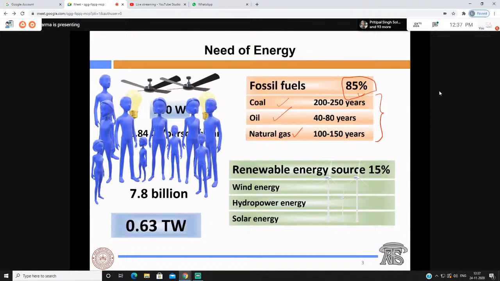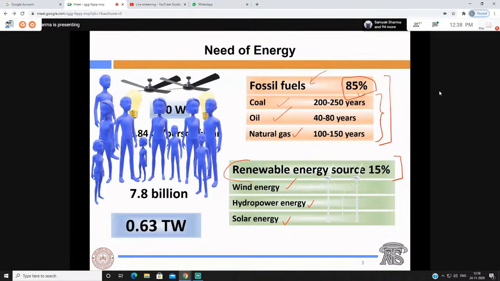Another thing is that, since fossil fuels are limited in nature, the fossil fuel reserves are depleting, and after some time they will all be exhausted. So after a few years, we won't be able to depend on fossil fuels. So we need to look for an alternate source of energy, which is renewable energy. Presently, the contribution of renewable energy sources is 15% of the total energy demand. This consists primarily of wind energy, hydropower energy, and solar energy.